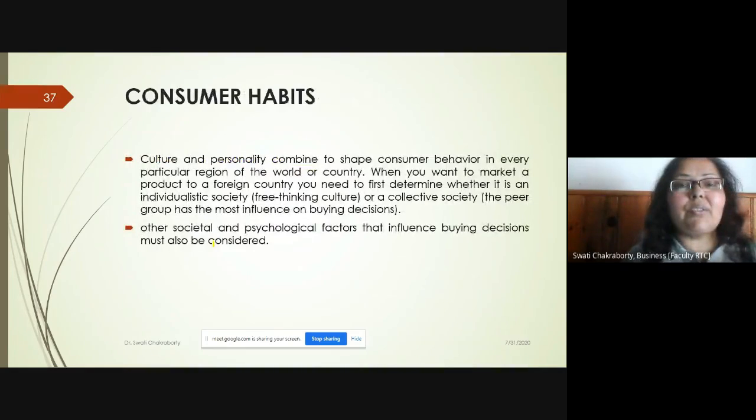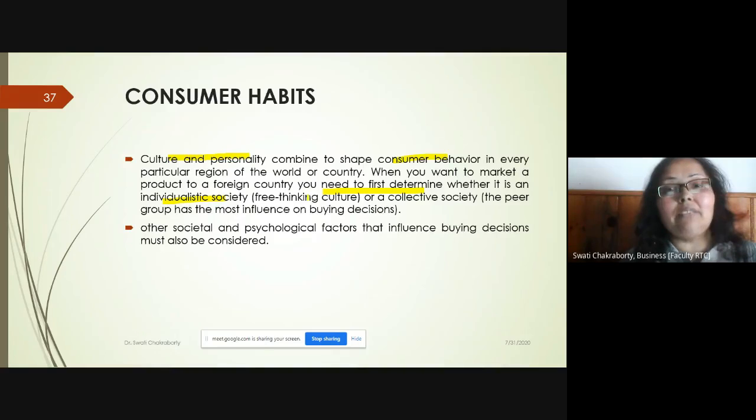Consumer habits, culture, and personality also shape consumer behavior in every part of the world, right? In very different countries, when you travel, the first thing to remember is whether it's an individualistic society, that is a free-thinking society, or a collective society where the peer group has the most influence on buying decisions. There could be other societal and psychological factors which influence the buying decision that need to be considered.